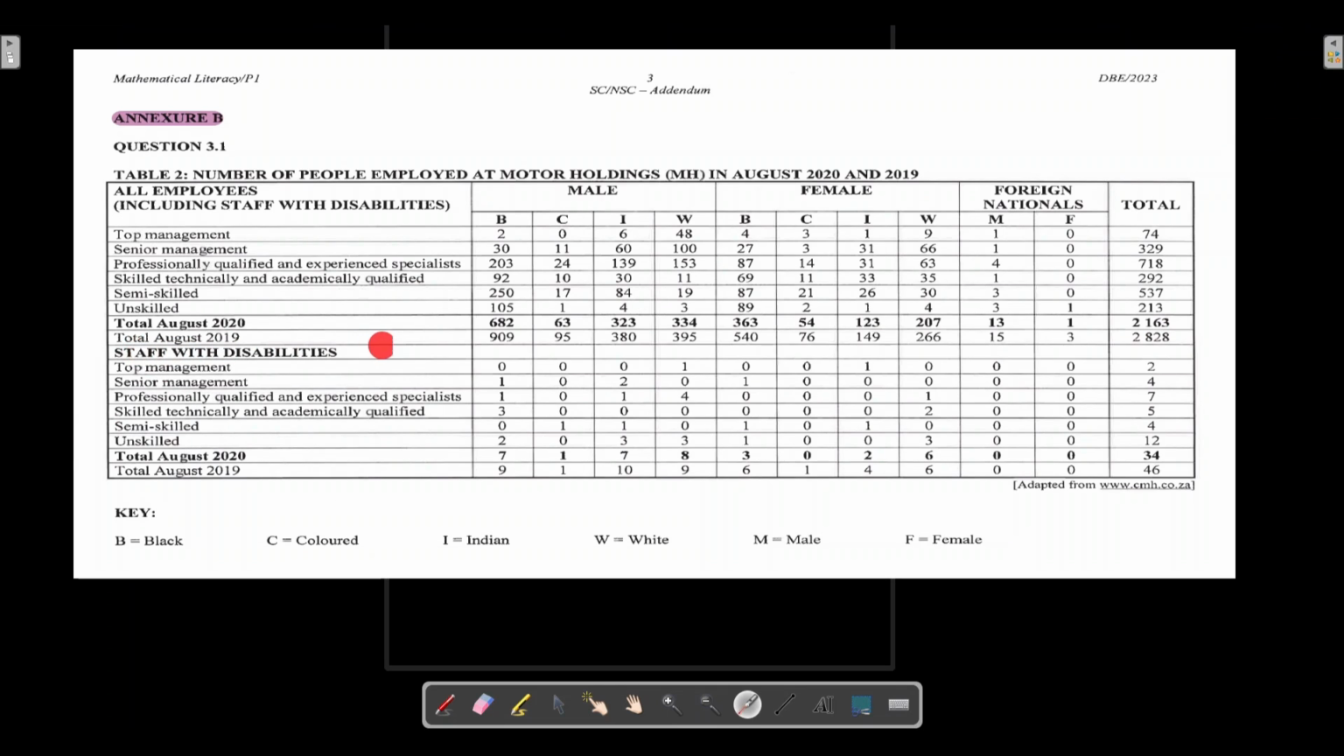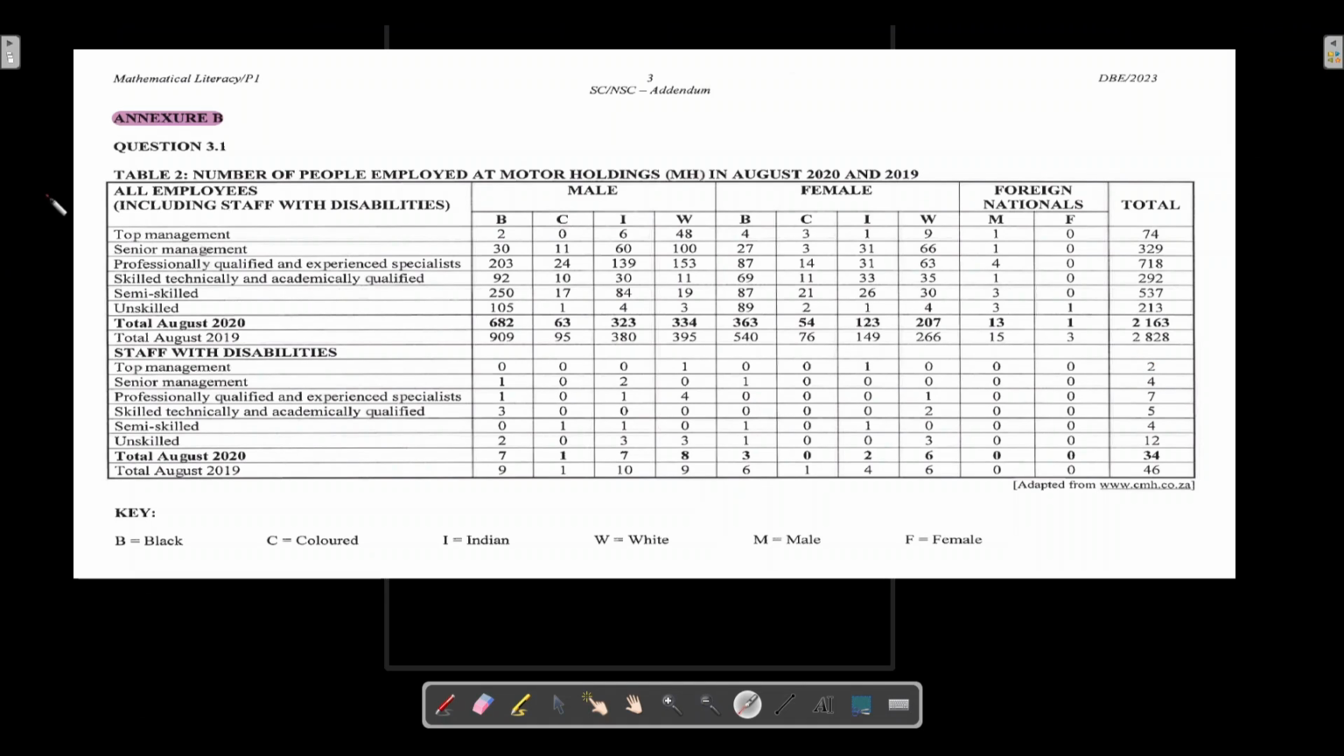Then here we're given the staff with disabilities. How many staff with disabilities are in top management, right? So we see here there's zero black males, there's zero colored males, there's zero Indian males, and one white male, right? So that's how you analyze. And in total, how many staff with disabilities are in top management?